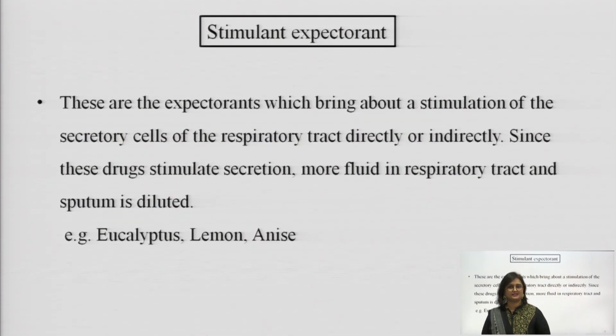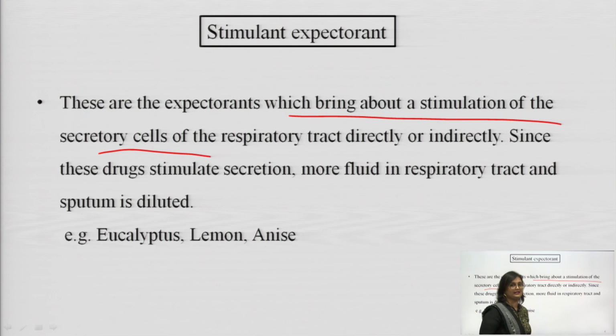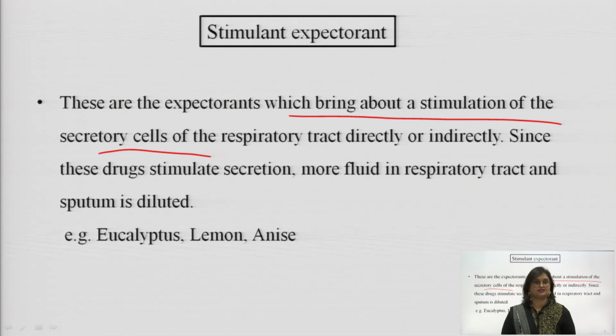Now, let us understand what stimulant expectorants are. We just had a brief introduction about expectorants, number one. Then we looked into sedative expectorants. How does a sedative expectorant work? By stimulating the gastric reflex. Now we will look into the second category of expectorant, which is stimulant expectorant. These are the expectorants which bring about stimulation of the secretory cells of the respiratory tract, directly or indirectly.